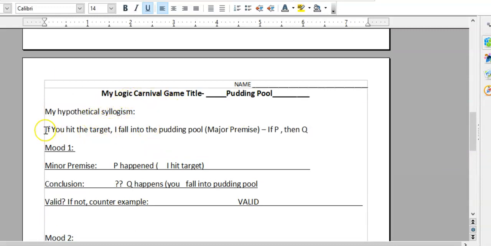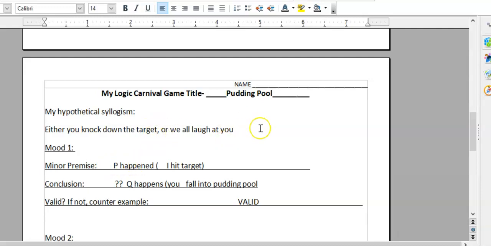So let's say you had an either-or statement. So let's say your game was either you knock down the target or you lose the game. Or, you know, you can do whatever you want to do. Or we all laugh at you. Either knock down the target or we all laugh at you.